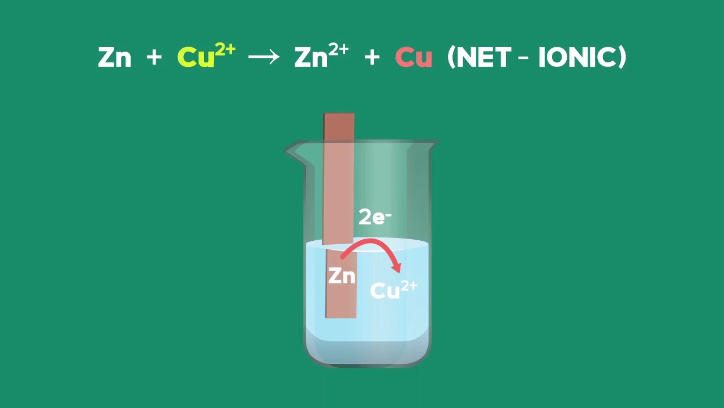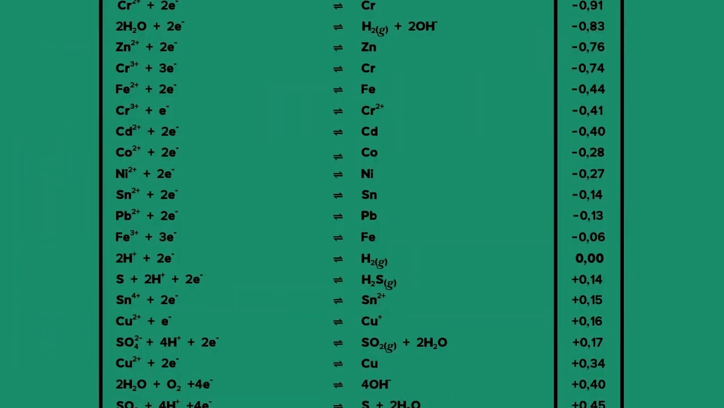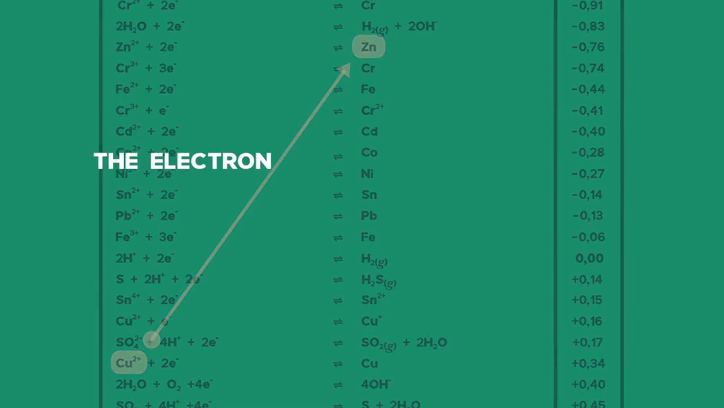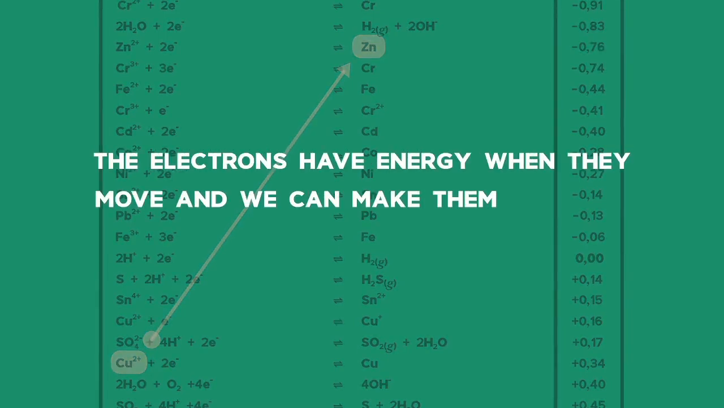They did this spontaneously, and this makes sense looking at the redox table. A line joining the oxidizing agent to the reducing agent makes a positive slope, but that means that the electrons have energy when they move, and we can make them do work. That is how cells or batteries work.